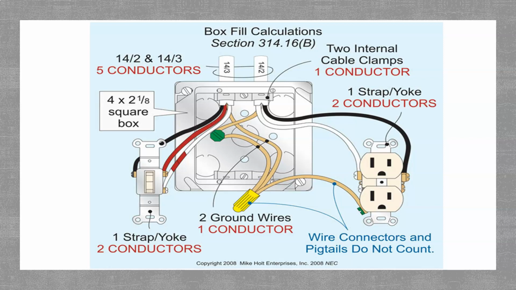An important note down on the bottom right hand side of the picture is that wire connectors and pigtails do not count. In other words, whether we're using a wire nut or some other type of termination device in the box, maybe a lug or otherwise, those don't count, as I'd previously mentioned. Conductors that originate in the box and terminate in the box also do not count towards this allowance amount either.